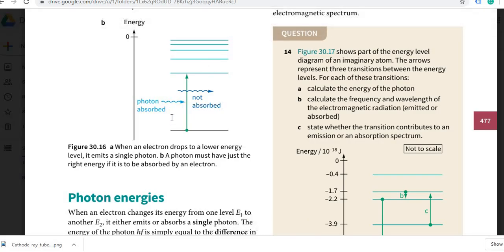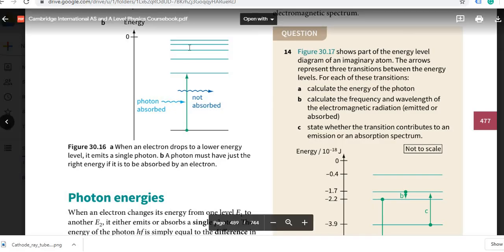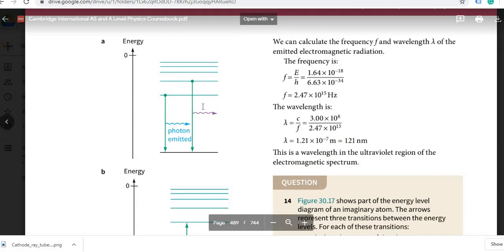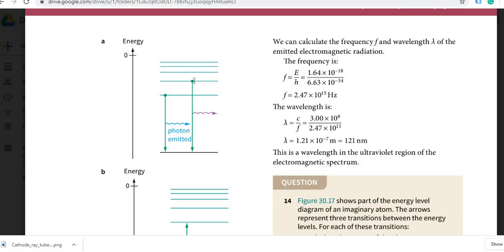Now what happens is, when there are photons, the photons have energy. The energy from the photon gets absorbed by the electron. When that happens, the electron can move to a higher energy level. It can go up to a higher energy level. Then when it is at the higher energy level, it is not stable there, so it comes back down.